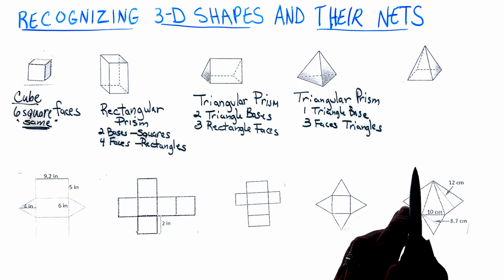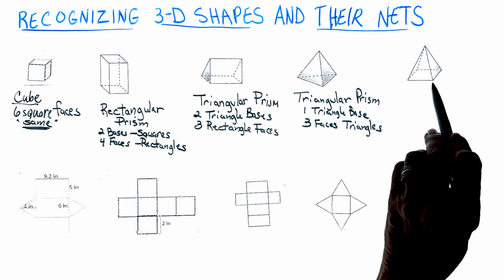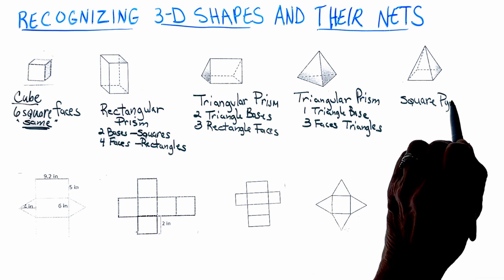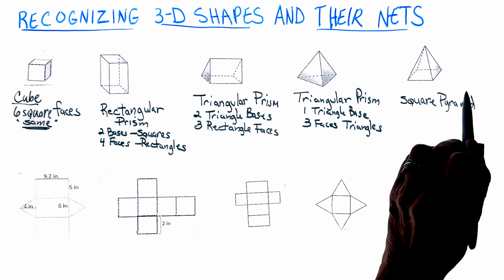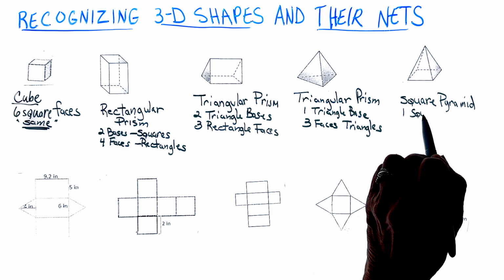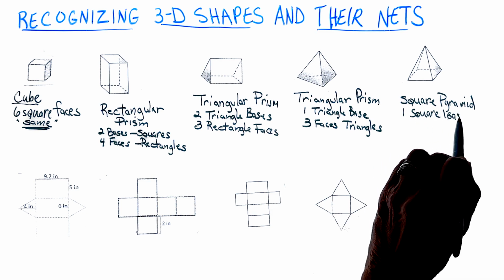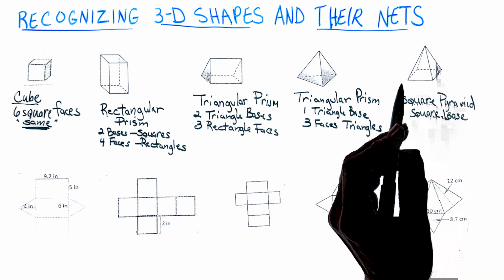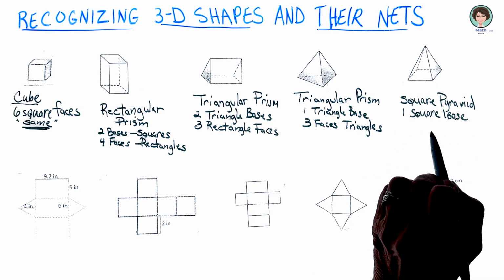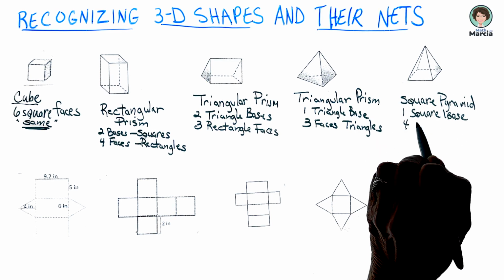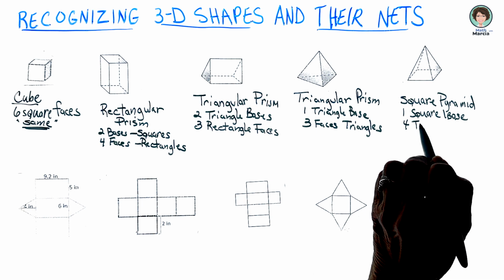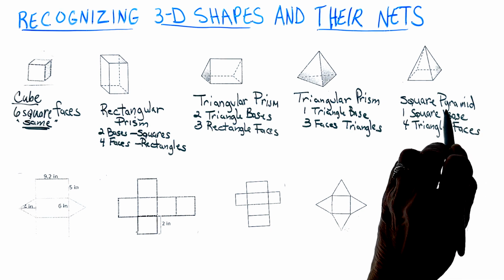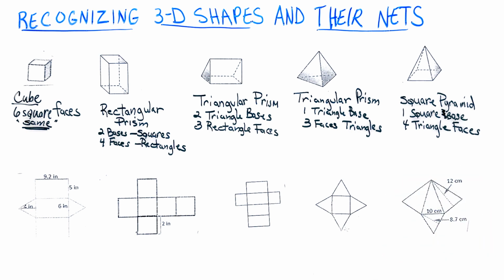And last but not least, I'm looking at the bottom of this, so this is a square pyramid. And I notice that it has 1 square base. And I am looking at the sides, and they're all triangles. And because the square is 4-sided, it has 4 triangle faces. I don't know why I wrote that there, but it's 1 square base.